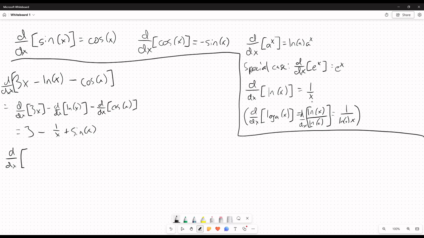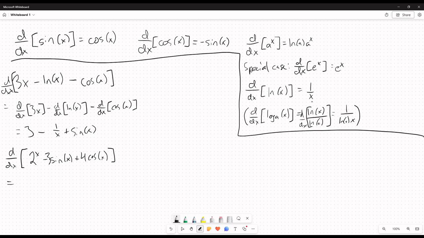So let's do, how about 2 to the x minus 3 sine of x plus 4 cosine of x. Again, we're going to take the derivative term by term. I'm not going to break it up like I did here. We'll just do it one by one.